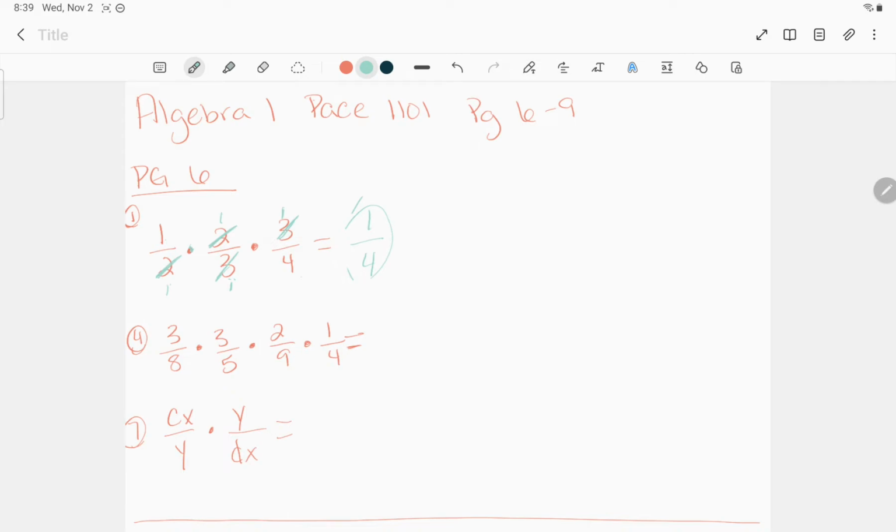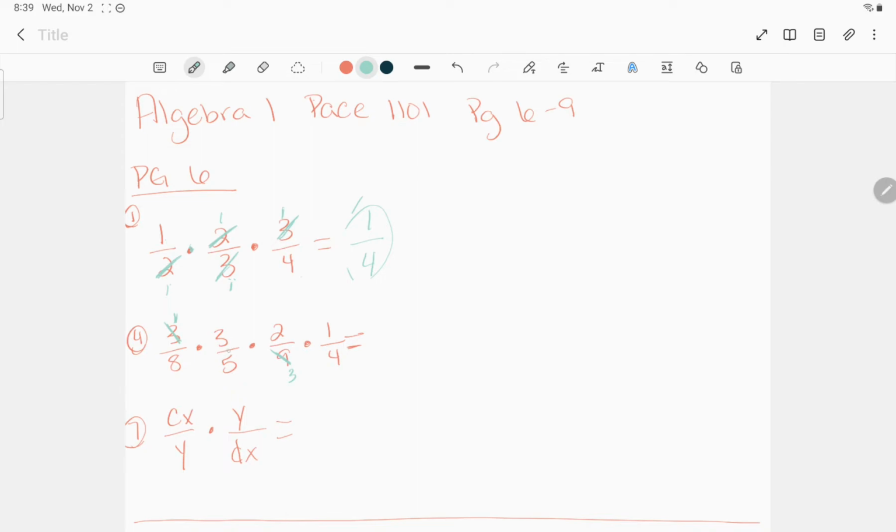Okay, so let's move on. I'm going to skip down and do number 4. It's a little bit more complicated, but it does have the same process. So I'm going to look up here in my numerator and see what in my numerator will divide into my denominator. So I have a 3 and a 9. 3 goes into 9 3 times, so 3 divided by 3 is 1, and 9 divided by 3 is 3.